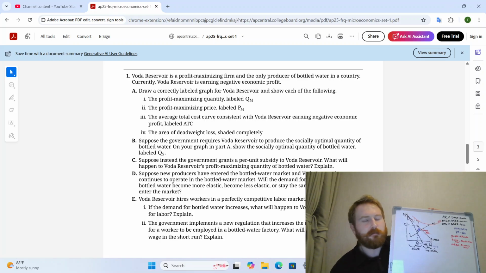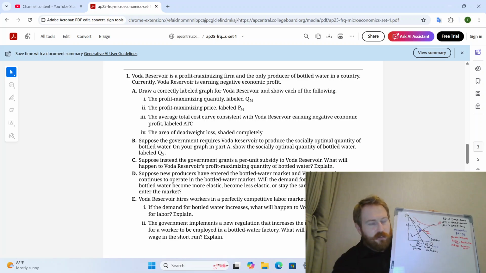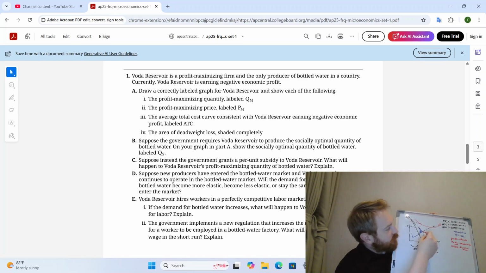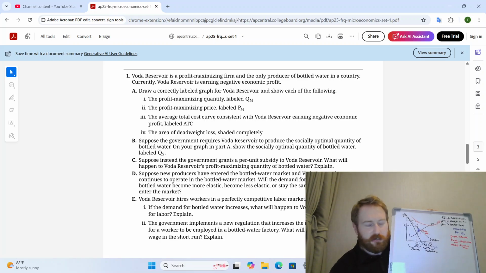Then, part B. Suppose the government requires Voda reservoir to produce the socially optimal quantity of bottled waters. In your graph from part A, show the socially optimal quantity of bottled waters as QS. So as we know, allocate efficiently is our socially optimal. So you're going to put QS right there, right off to the right, at the equal location to allocate efficiently, which is going to be our QS.